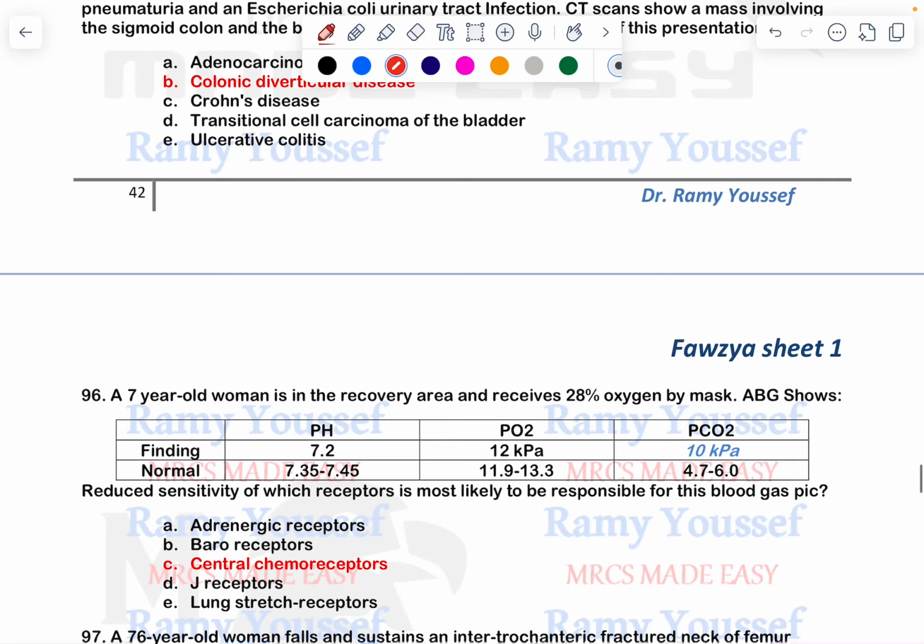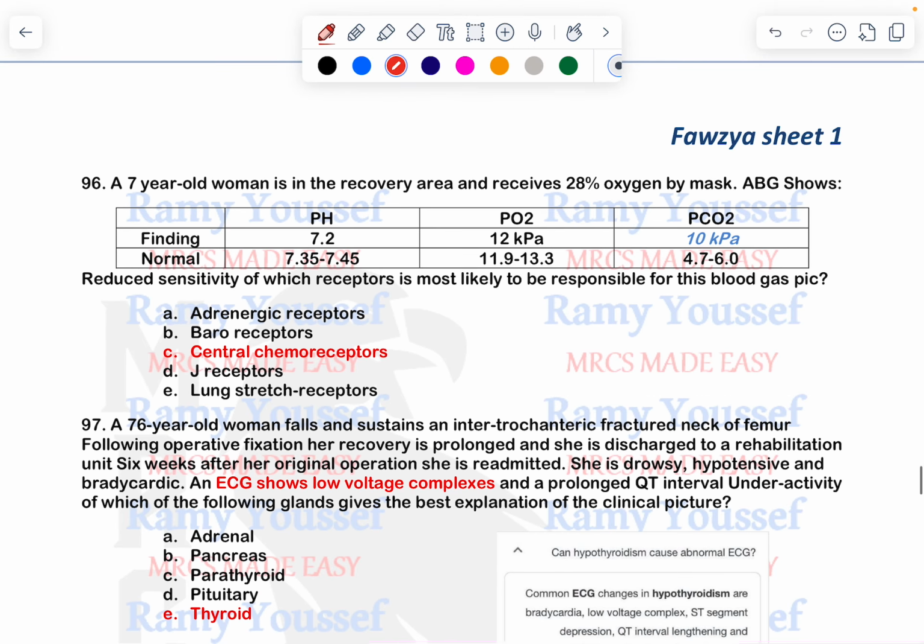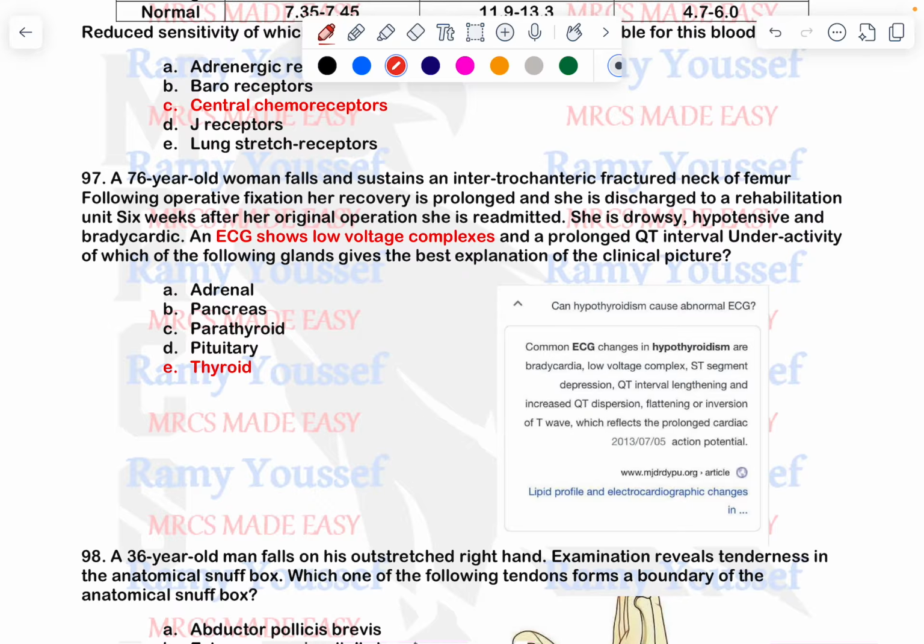A 76-year-old woman sustains an intertrochanteric fracture. ECG shows low voltage complexes and prolonged QT interval. So prolonged QT is calcium, hypocalcemia. Which of the following is the best explanation of the clinical picture? Low voltage complexes and prolonged QT intervals. So ECG shows hypothyroidism and bradycardia, low voltage complexes, ST segment depression, QT lengthening and increased dispersion, flattening of the T wave. So why not parathyroid? Okay, hypothyroidism can also lead to low voltage.